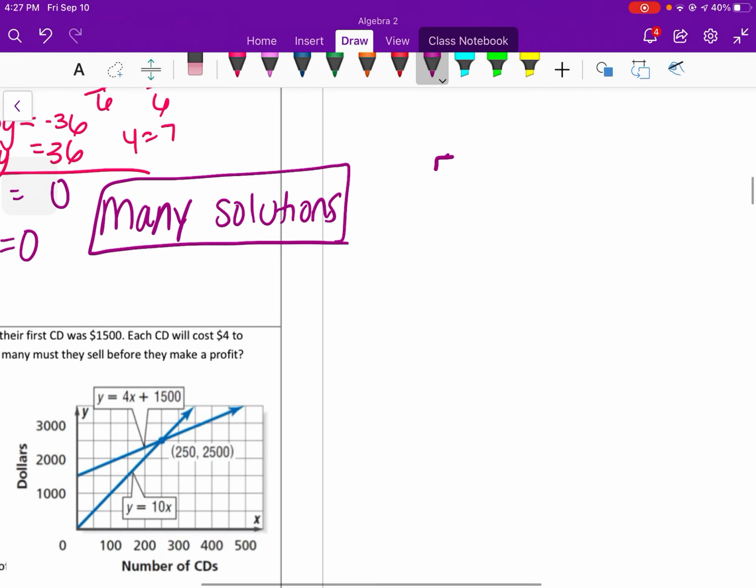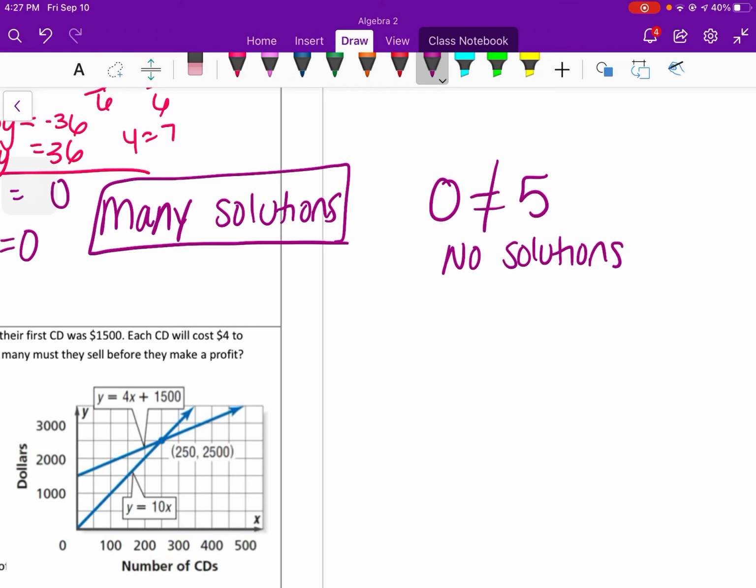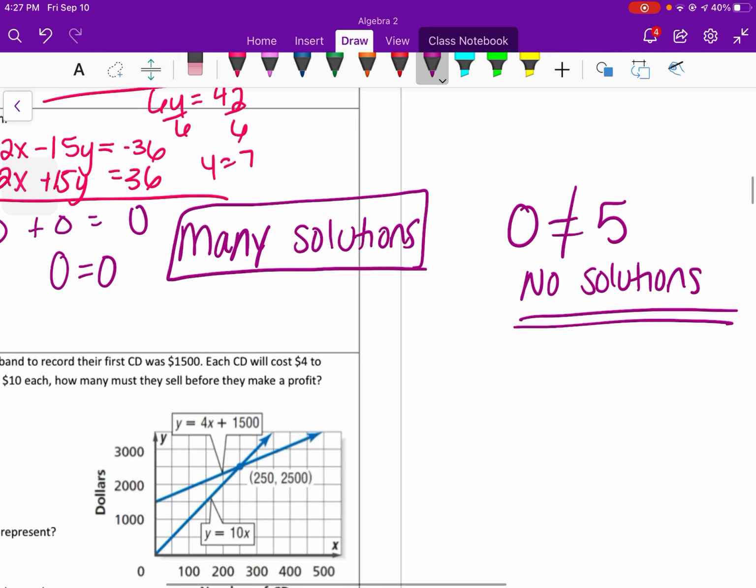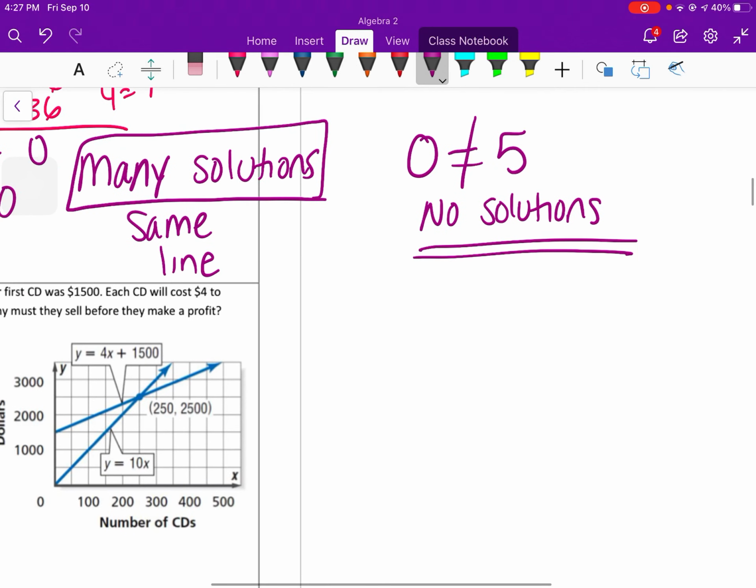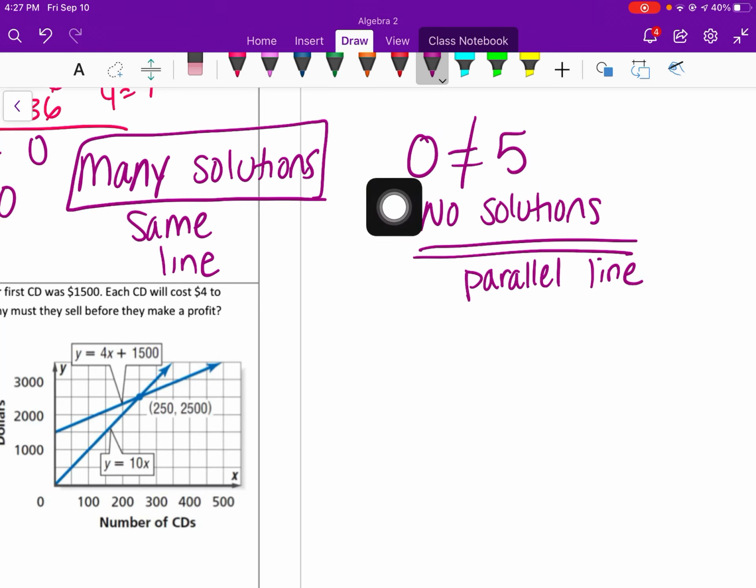Let's say you had come down and the x and y cancel, so you get 0, but then you get equals 5. Well, that would be a case when you're solving and you get 0 equals 5. That would be a case where you get no solution. So these would be the parallel lines. I'm sorry, many solutions is the same line, and no solutions would be parallel lines. And algebraically, you would get something like 0 equals 5 when you're solving.